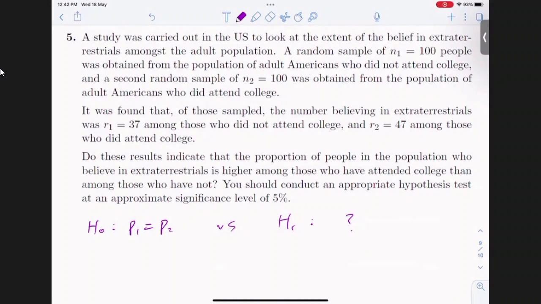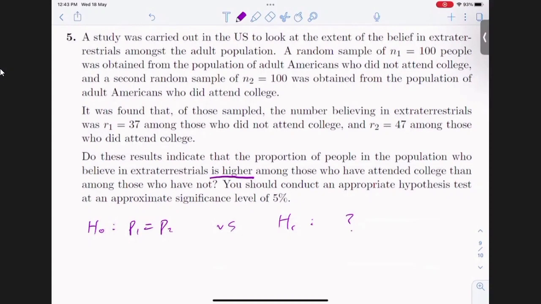Okay, so actually this question will be quite straightforward as long as you are able to identify the correct hypothesis to be tested. Now, in this question, according to this sentence, we actually have a direction that we are interested to compare. We want to see whether the proportion among those who have attended college is higher compared to those who have not. So it is not a two-sided test.